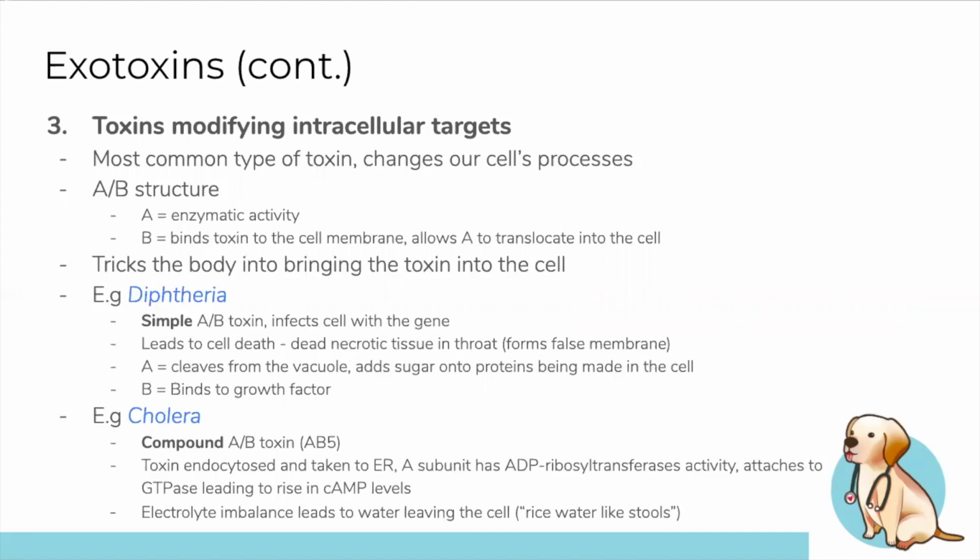And you've got cholera, which is a compound A-B toxin, so AB5. It's taken in and then it changes your cAMP levels, which leads to a really funky electrolyte imbalance. I think your chloride leaves the cell, which leads to water leaving with it. And then you end up with rice-water stools.